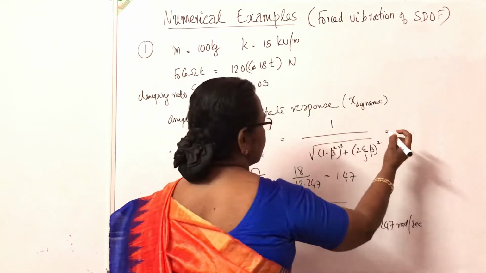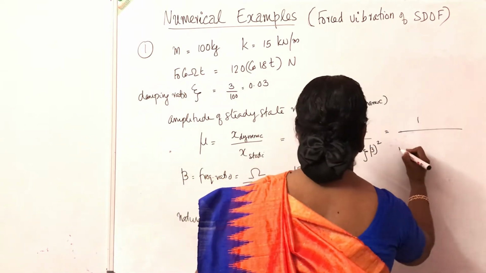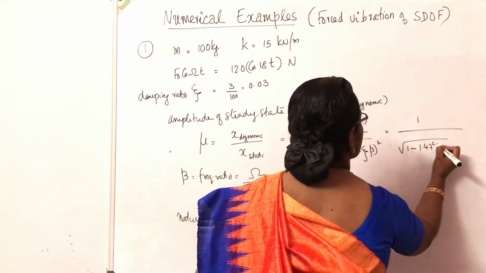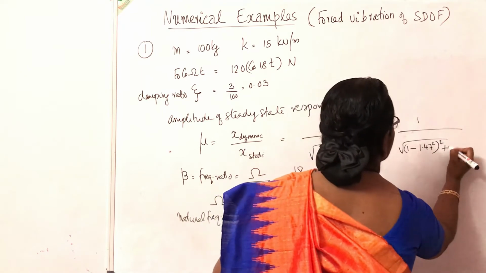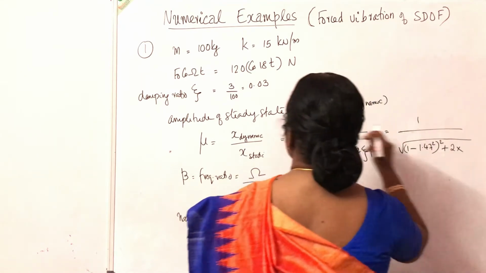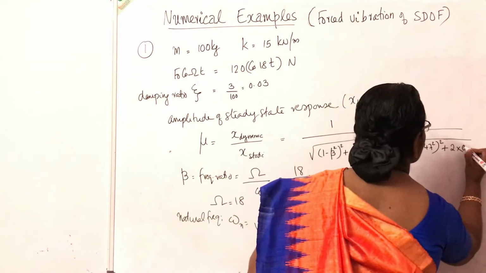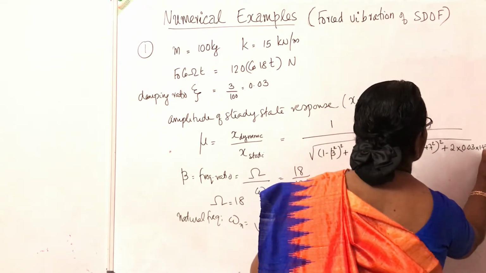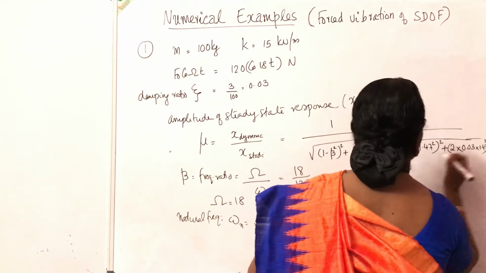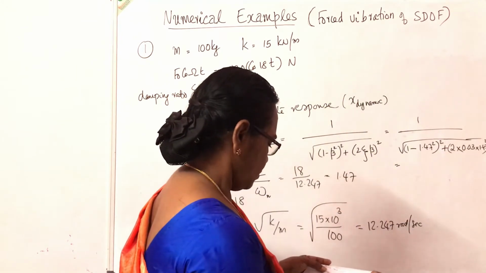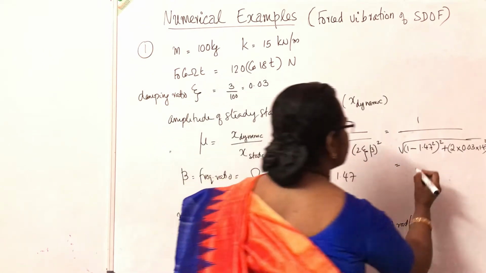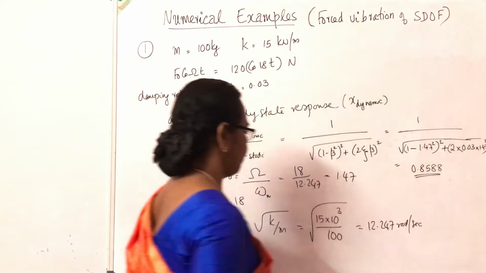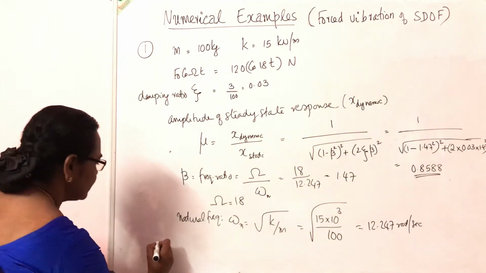So substituting in this expression, we have the value of beta, we have the value of psi. So this will be 1 by root of (1 minus beta square) the whole square, plus (2 psi, 0.03, beta, 1.47) the whole square. It will work out to a magnification factor of 0.8588. Now what is static displacement?